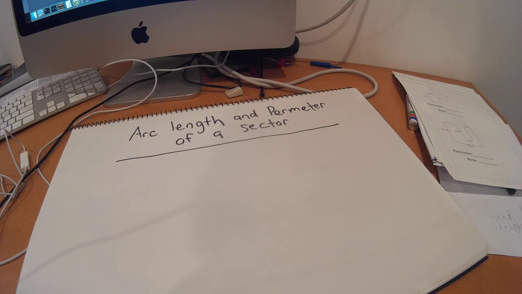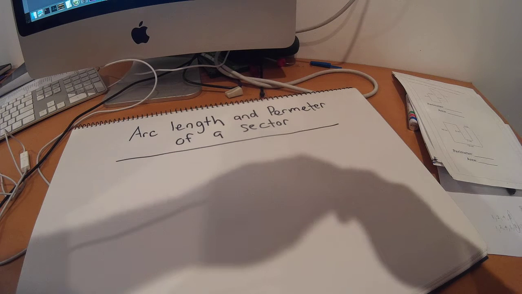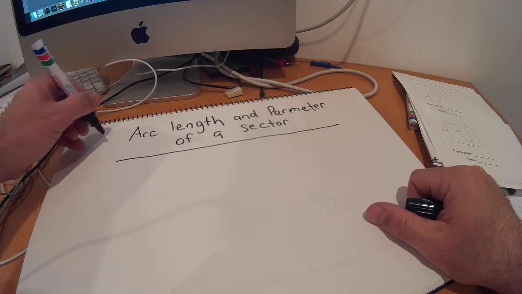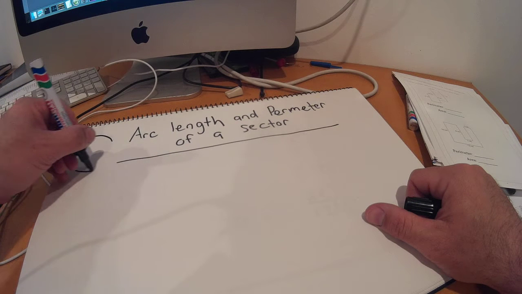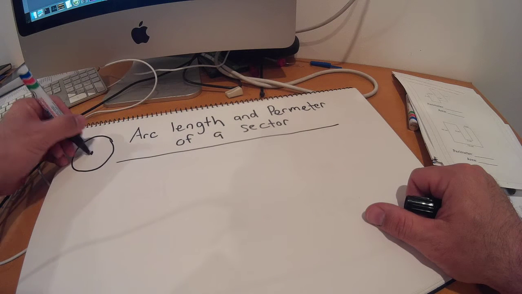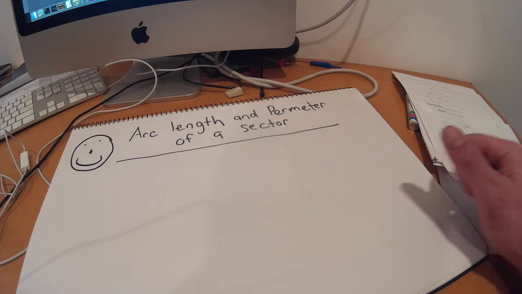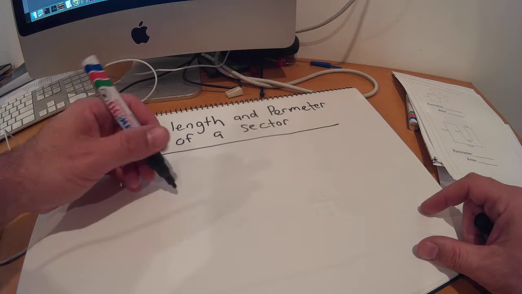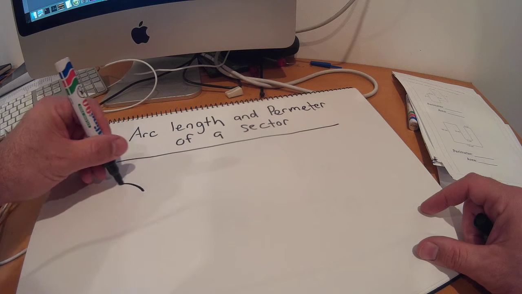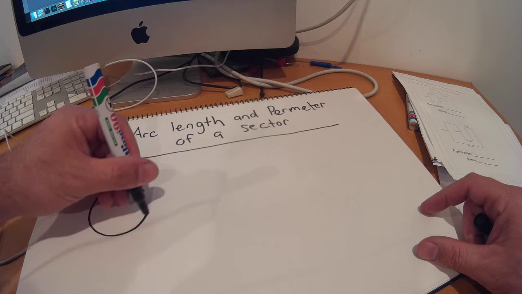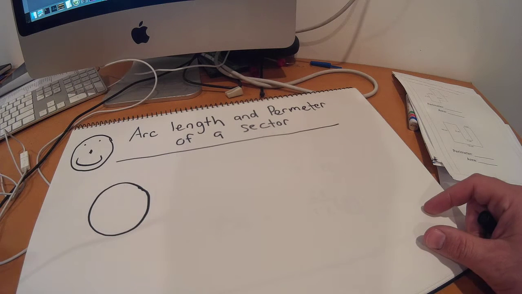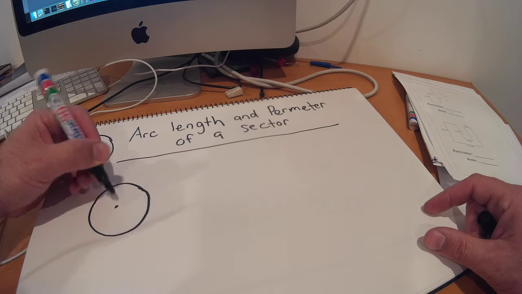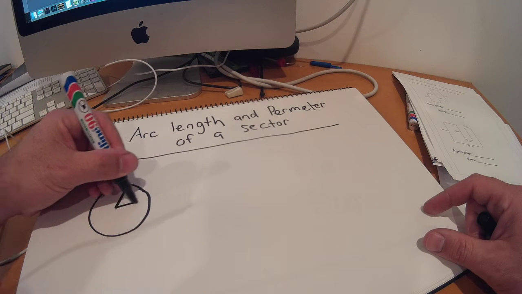This film is going to be about the arc length and perimeter of a sector. So this is all about the wonderful shape that we've all grown to love, the circle. First of all, we're going to discuss what a sector is. If you think of a circle as a giant pie, a sector is like a slice of your pie.